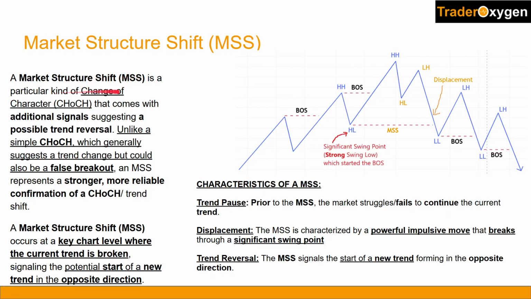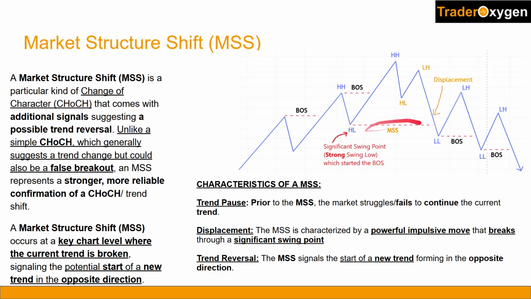Structure shift is a type of a change of character. So in the previous section video we discussed what's the change of character. So market structure shift is a type of a change of character but with some additional signals suggesting a possible trend reversal. So if you remember the change of character we discussed in the previous video, the change of character also signals a possible trend reversal, like see this uptrend and the trend is now reversed to a downtrend. So even a change of character signals that.